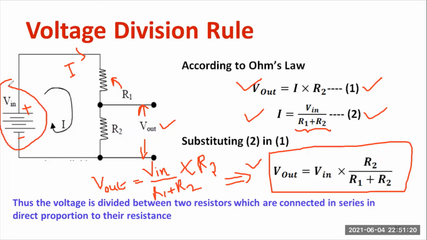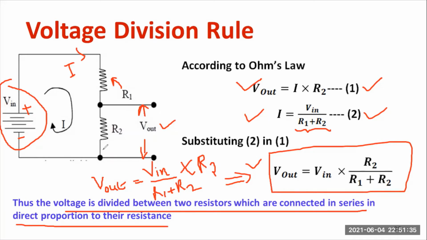This is your source, the total voltage, times R2 divided by R1 plus R2. That is the final expression. So you know that voltage is divided between two resistors which are connected in series in direct proportion to the resistance. So resistance values matter a lot.